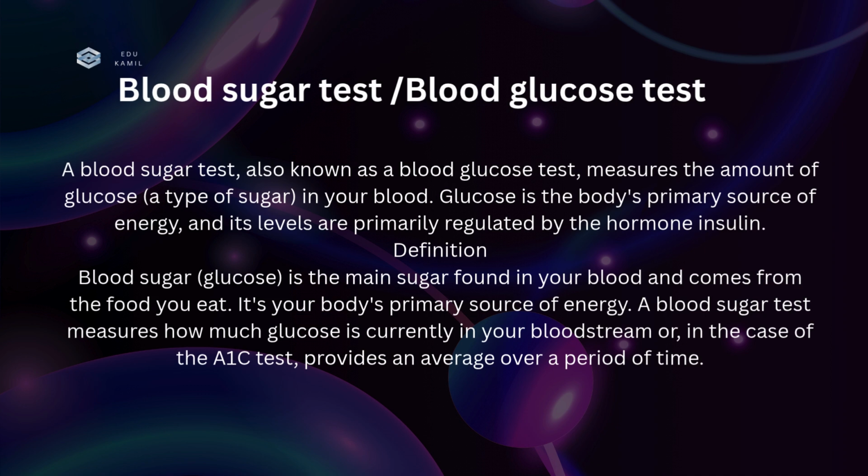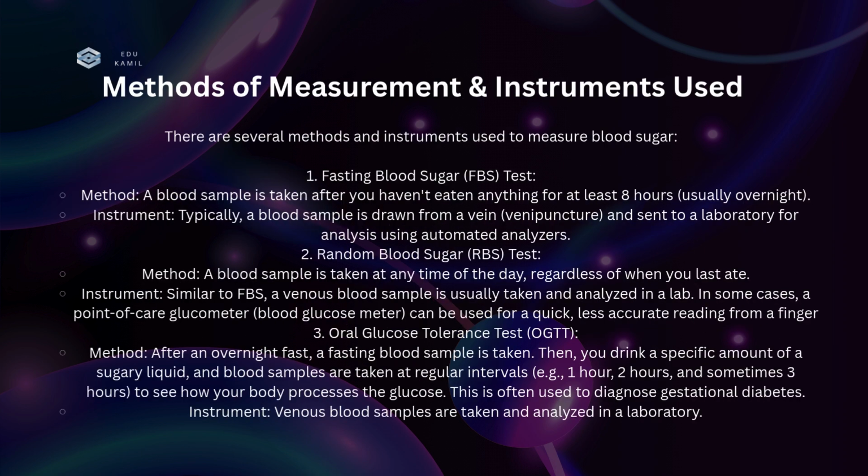A blood sugar test measures how much glucose is currently in your bloodstream or, in the case of the A1C test, provides an average over a period of time. Methods of measurement and instruments used. There are several methods and instruments used to measure blood sugar.